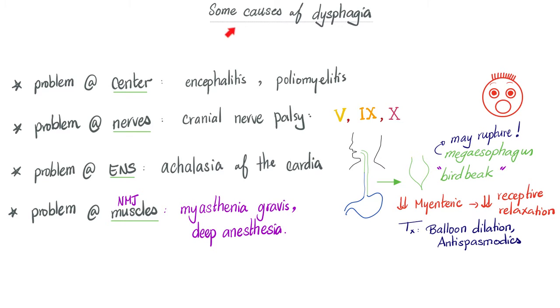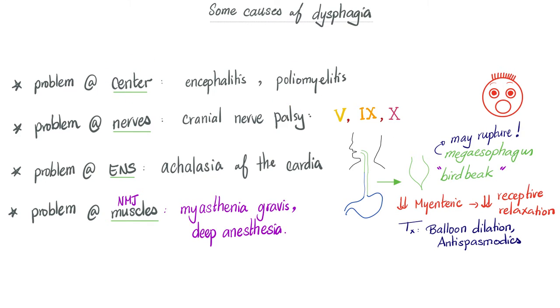Now let's try to enumerate some causes of dysphagia, which means difficulty swallowing. Do you remember phagocytosis? Oh, it's when the macrophage swallowed the bacteria. Good job. Phagia is swallowing. Dys means difficulty, as in the word dysfunction. Causes of dysphagia could include a problem in the center. What do you mean? Your medulla.